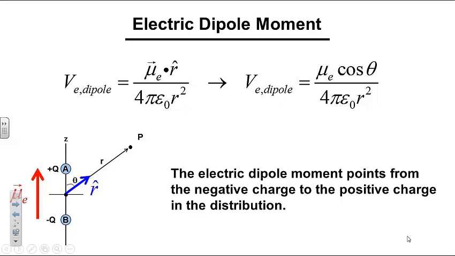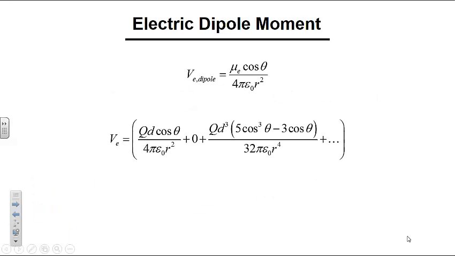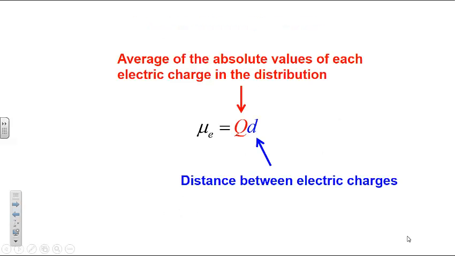We can determine the magnitude of mu sub e from our previously derived multipole expansion for the electric potential of this system. Comparison of the two expressions for the dipole term shows that mu sub e is equal to the product of q and d. The variable q in this expression is the average of the absolute values of the electric charges in the distribution. The variable d is the distance between the charges.